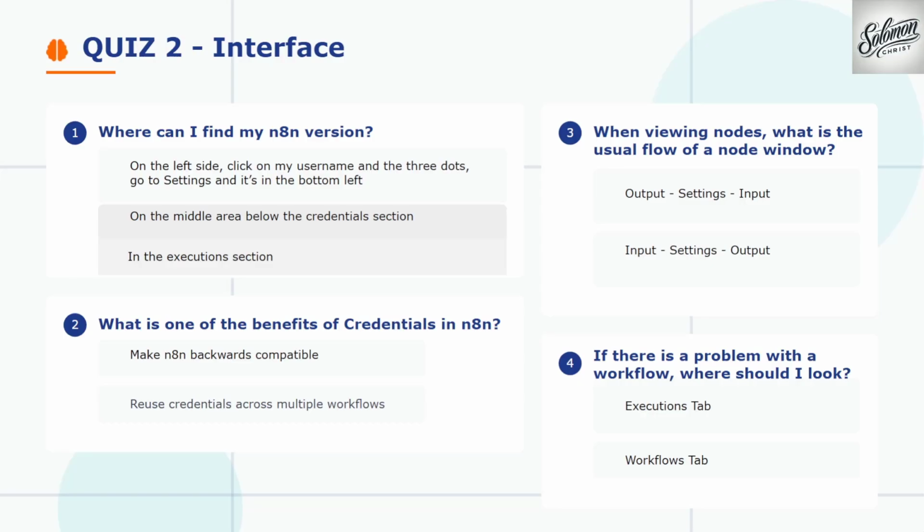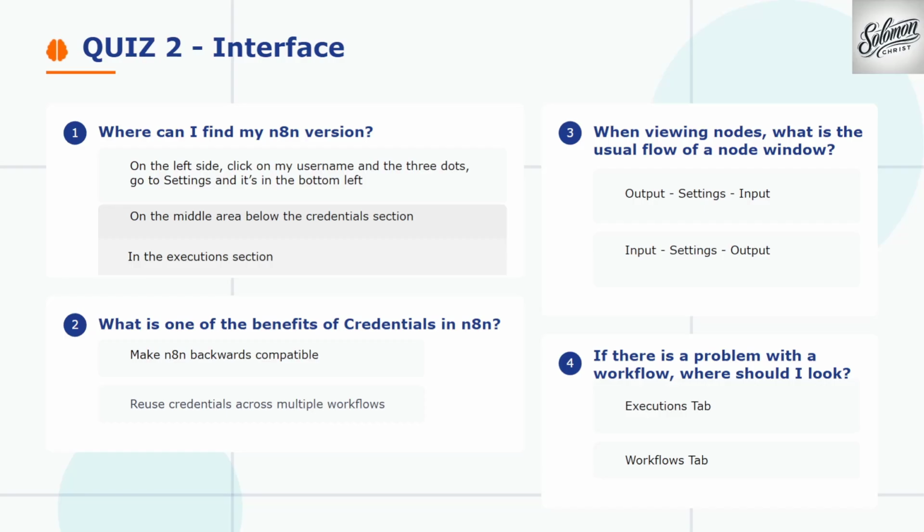All right, it's time for our second quiz. Here we go. Question number 1, where can I find my n8n version? Is it on the left side, clicking my username and the 3 dots, going to settings, and it's in the bottom left? Is it in the middle area below the credentials section? Or is it in the execution section? If you said the first one, on the left side, clicking my username and the 3 dots, going to the settings, and in the bottom left, you're right.